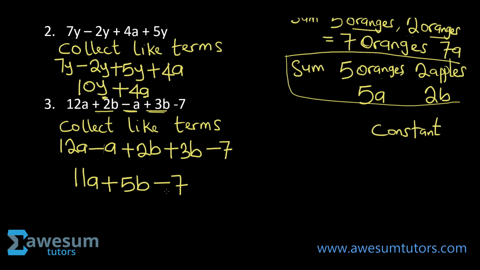If you take a look at this, all these are unlike terms. This has variable of a, variable of b, and this one is a constant because it doesn't have any variable. You cannot add, neither can you subtract unlike terms. Therefore, this is our final answer.